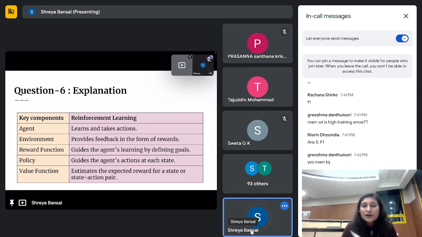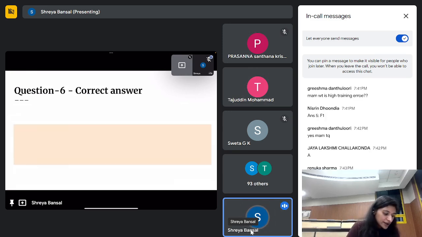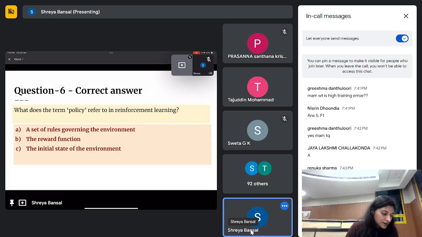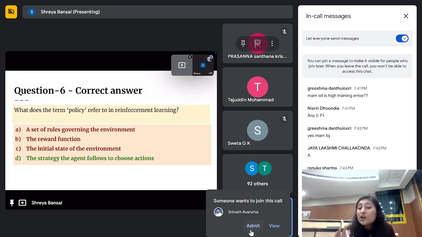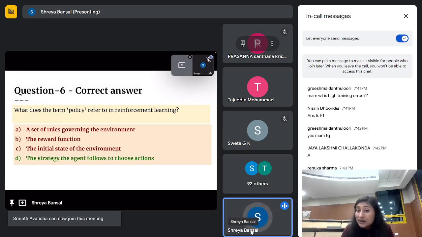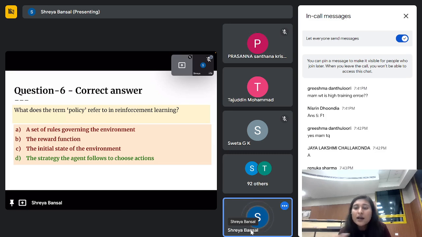Just look at it. The strategy the agent follows to choose action. It means the set of rules governing the environment is not policy, it's a part of the system, right? If I tell you the rules of the game, those are not policy, but what steps you take after this move is the policy. So basically, underfit gives high training error. Yes, Shweta, underfit gives high training error.